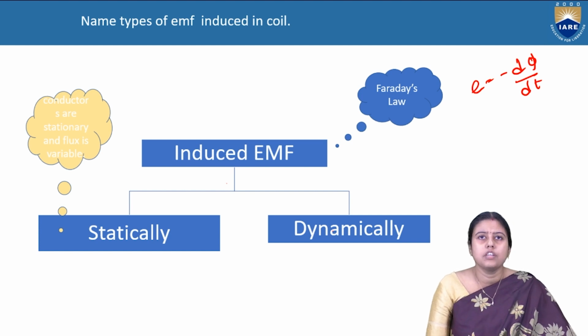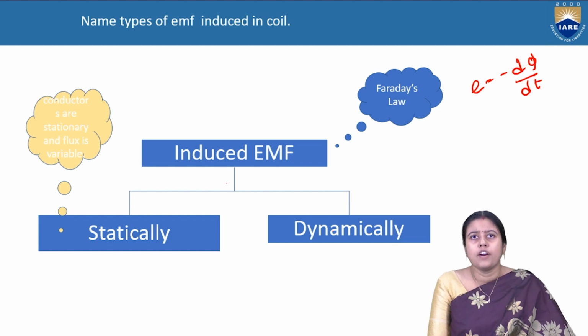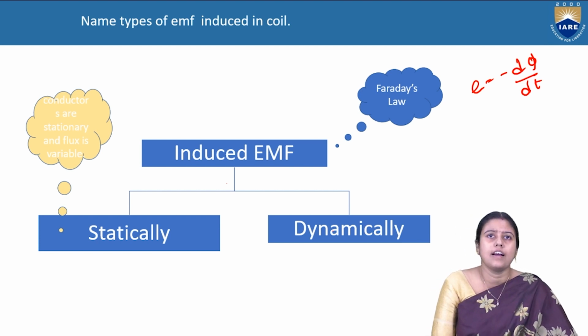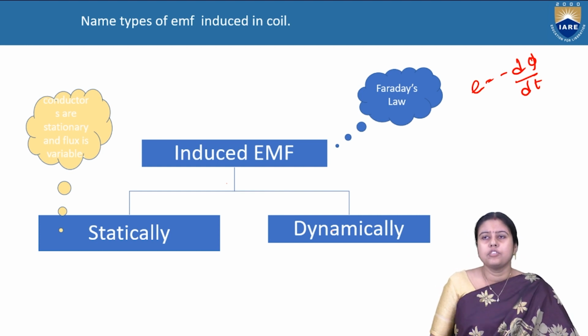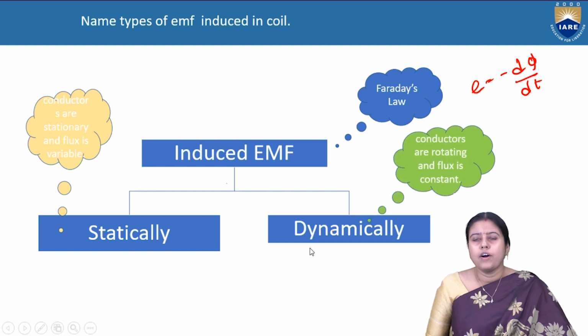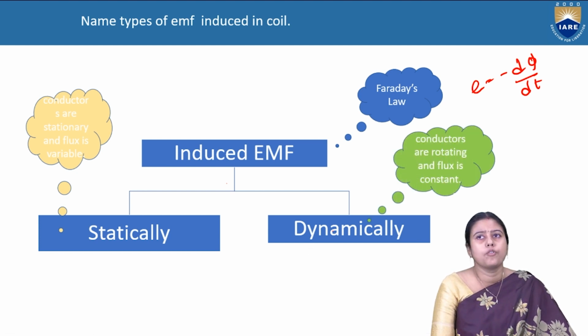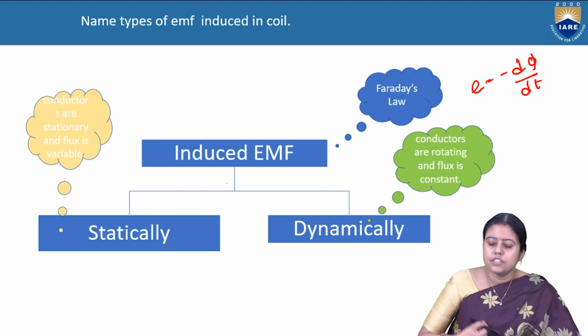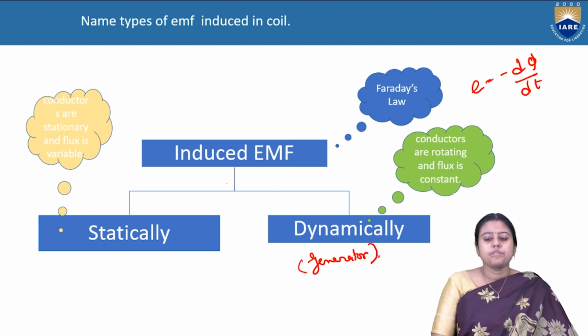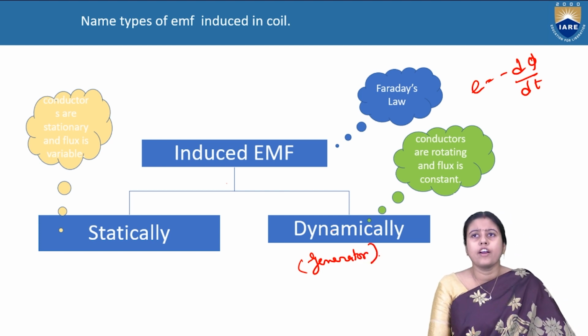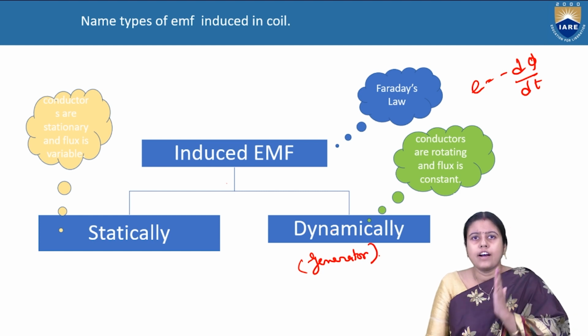What is statically induced EMF? In statically induced EMF, conductors are stationary and flux is variable. Conductors are stationary, meaning conductors are fixed and the flux is changing. And what is dynamically induced EMF? Conductors are rotating and flux is constant. A generator is an example of dynamically induced EMF, where conductors are rotating and the flux is fixed.